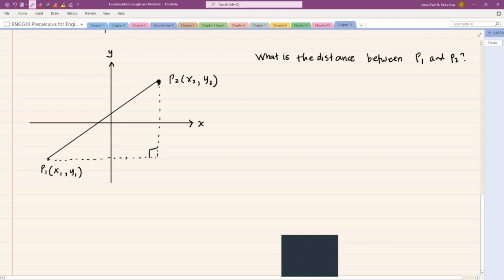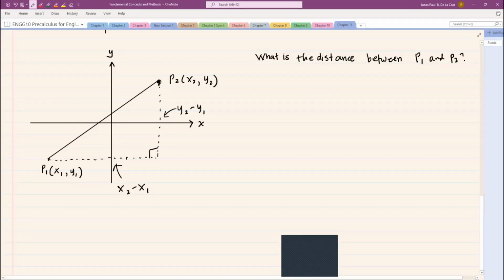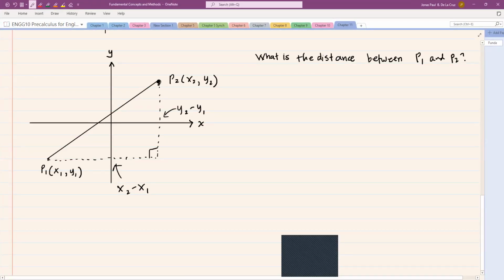So itong vertical distance na ito, this is actually the difference between y2 and y1, di ba? So this is y sub 2 minus y sub 1. Dito naman, itong distance na to, this is the difference between the x-coordinate. Di ba? x2 minus x1. So if we want to solve for the hypotenuse, gamitin natin yung Pythagorean theorem, di ba?